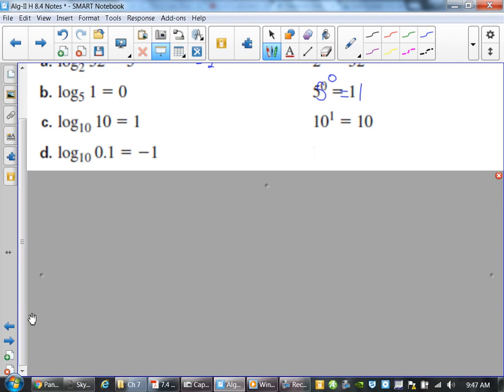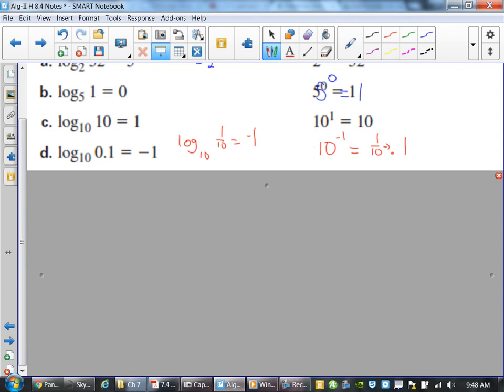Log base 10 of 0.1 equals -1. Now, a lot of times you might see this written a little bit differently. You might see it written like this. Log base 10 of 1/10 is -1. Now start thinking about your exponent rules. That means 10 to the negative 1 is 1/10. Very good. Does that make sense how they interchange back and forth? This means 10 to the negative 1 is 1/10, or 0.1 if you want to write it like that. Depends on how they set it up.